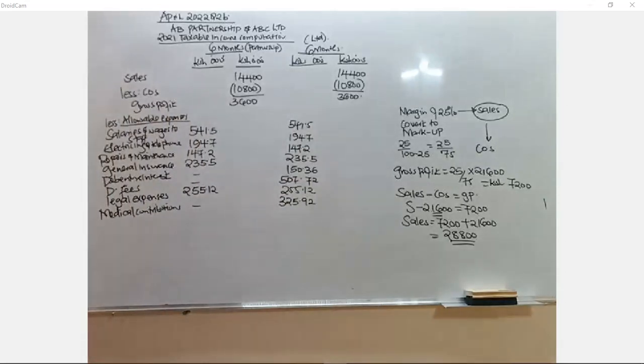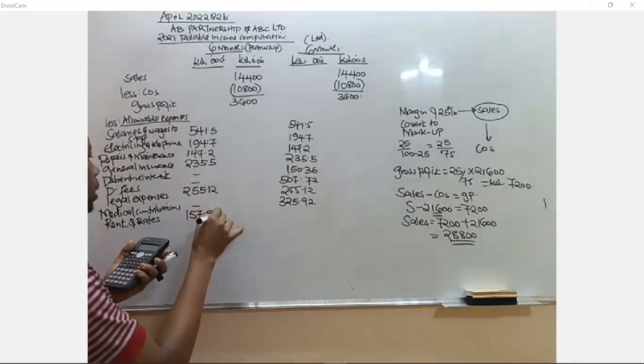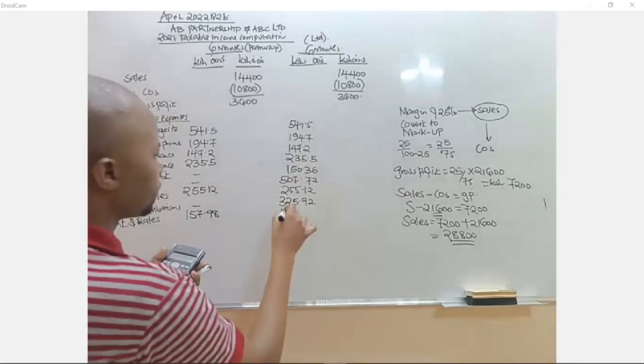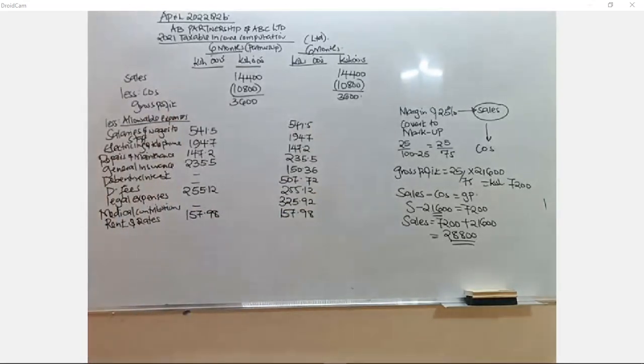No, we are discussing rent and rates. When I look at the rent and rates, we are being given 315.96 divided by 2. Here is 157.98. The other one also will be 157.98. Then we go to motor vehicle running expenses.